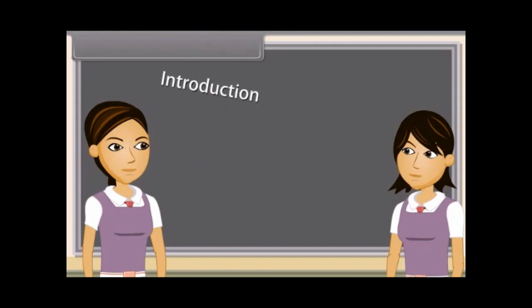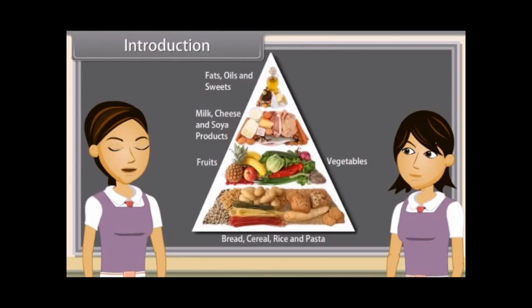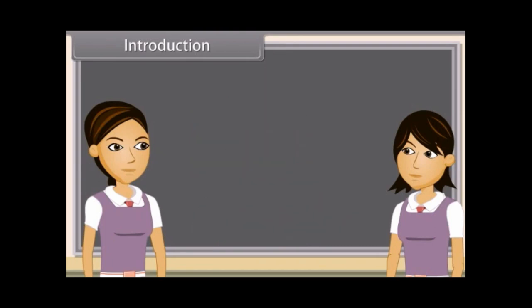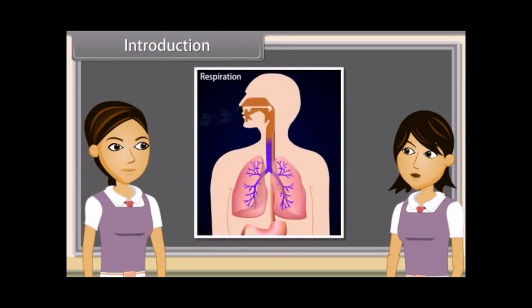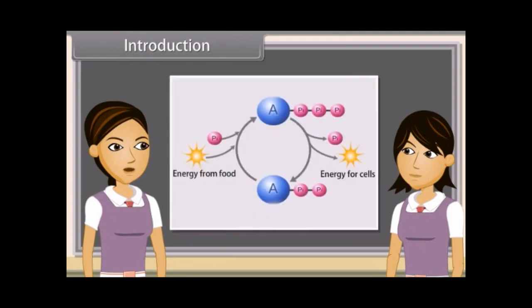Introduction. As we have discussed earlier, every living organism takes in food material by the process of nutrition, which provides energy for various life processes. Respiration is an oxidative process involving the oxidation of food substances such as carbohydrates, fats and proteins within the tissues to form CO2, water and consequent release of energy. The released energy is temporarily stored as ATP.